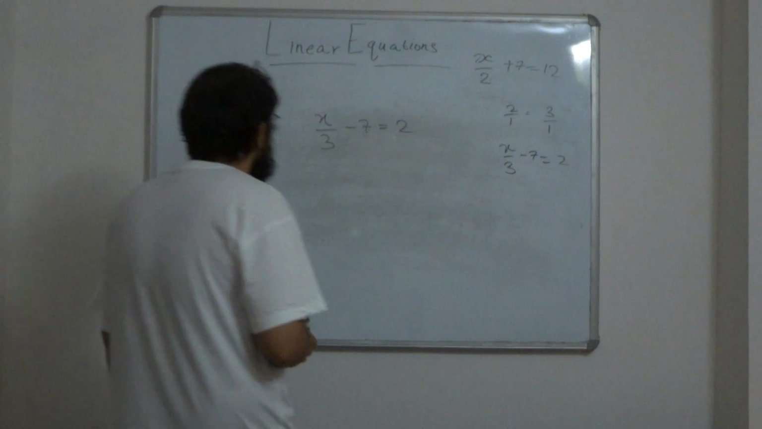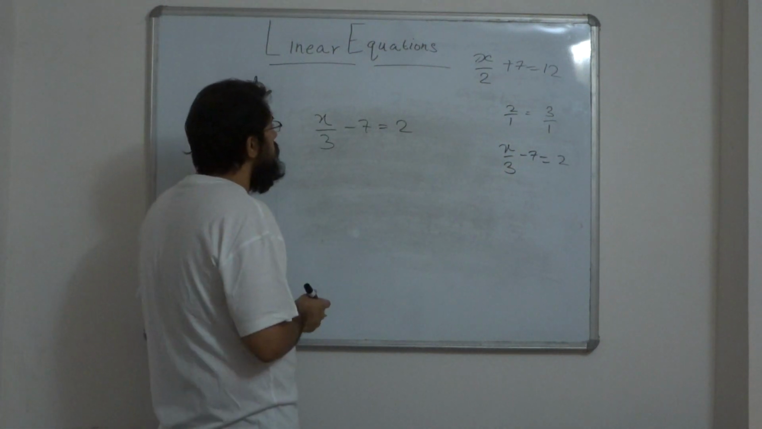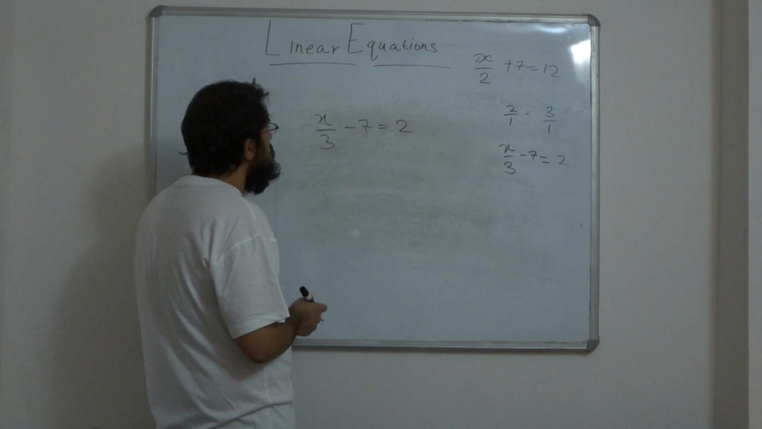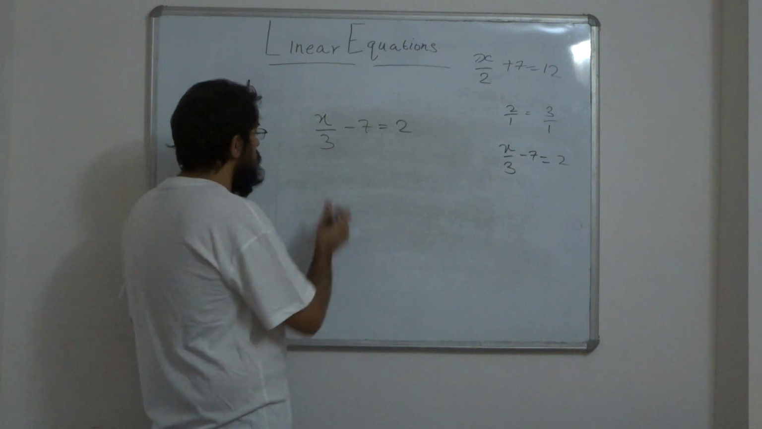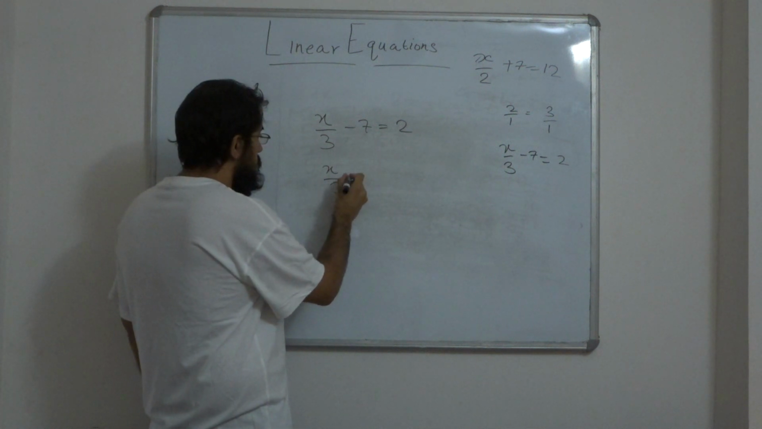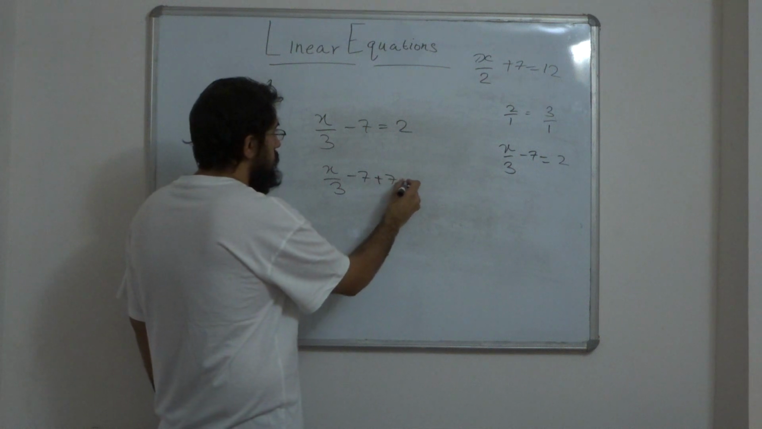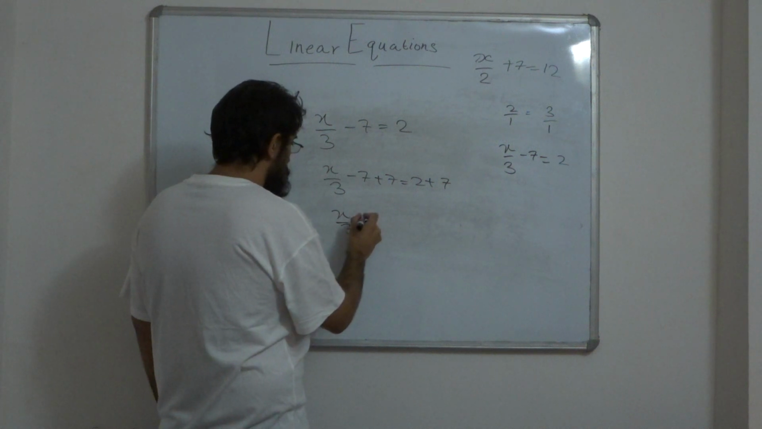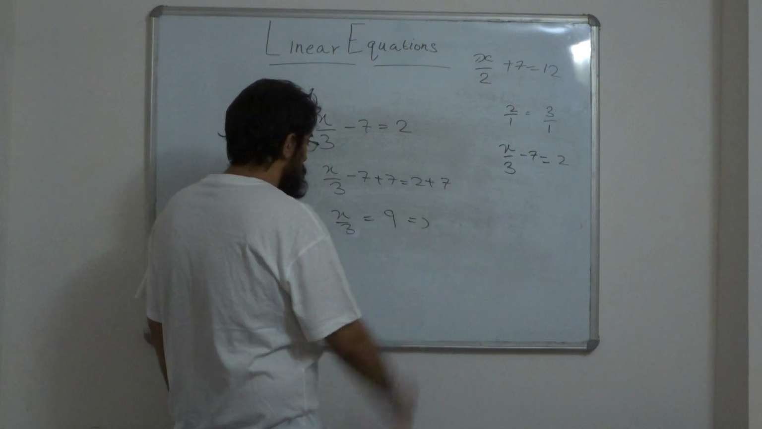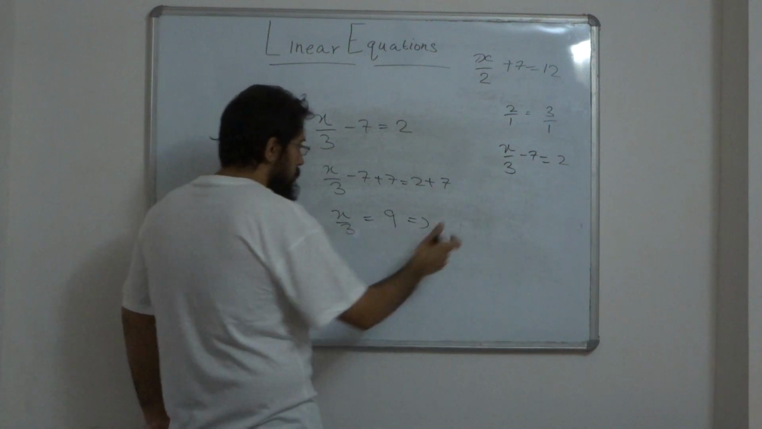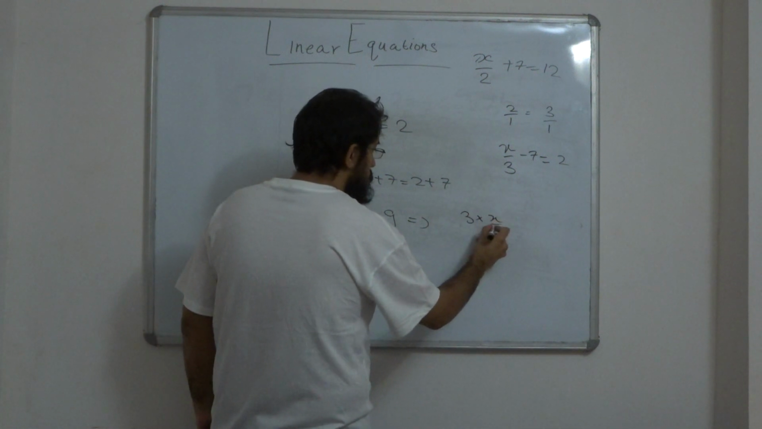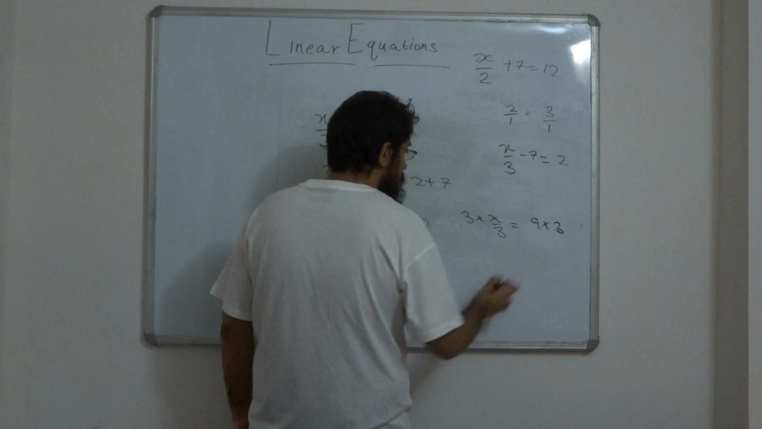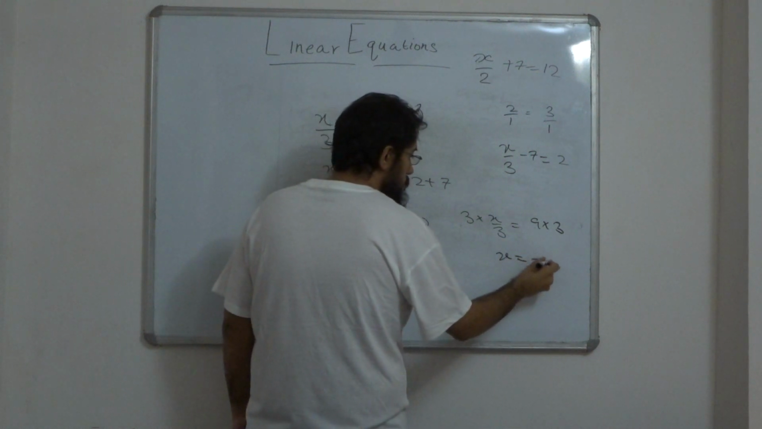Okay, so x upon 3 minus 7 is equal to 2. So how do you do it, guys? You obviously cross multiply. You multiply 3 by both sides. 9 times 3. Okay, so x is equal to 27.